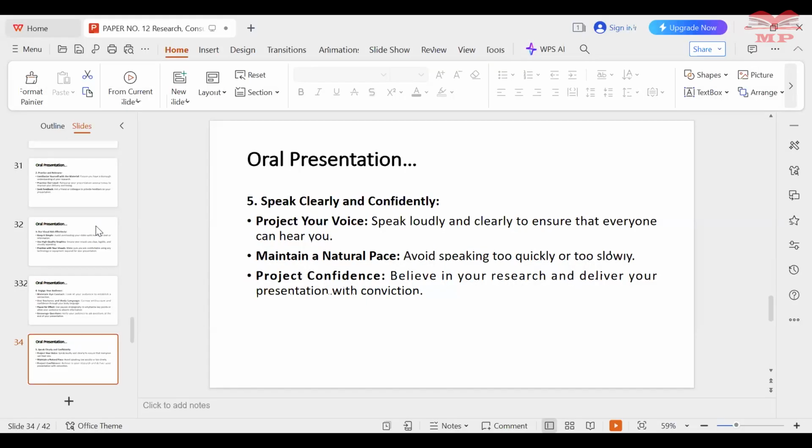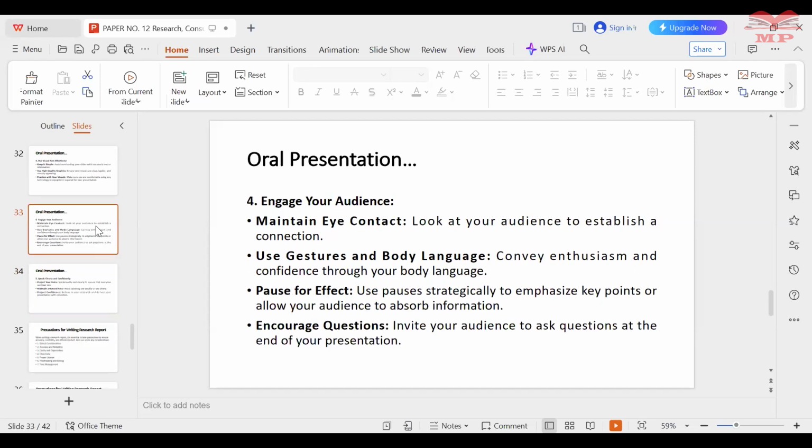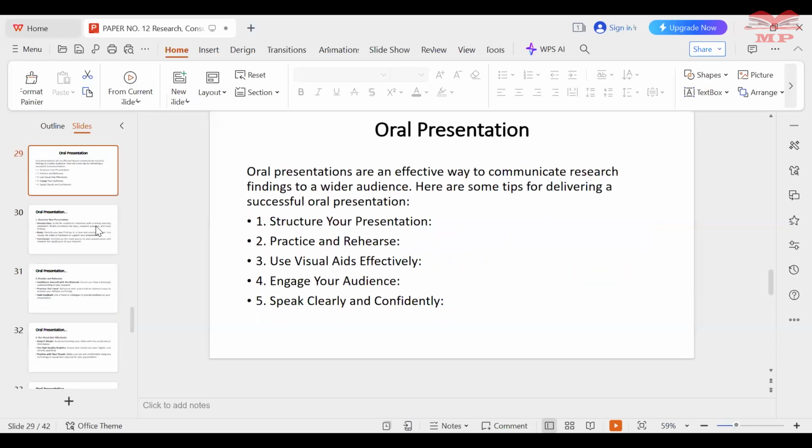Projecting confidence, the presenter who is making an oral presentation should believe in the research that they have conducted and deliver the presentation with conviction. Because how one is talking about what they have found will also appeal and influence others to have confidence in that particular finding. So these ones are five areas or five aspects or tips that an oral presenter needs to put into perspective in order to prepare a successful oral presentation.